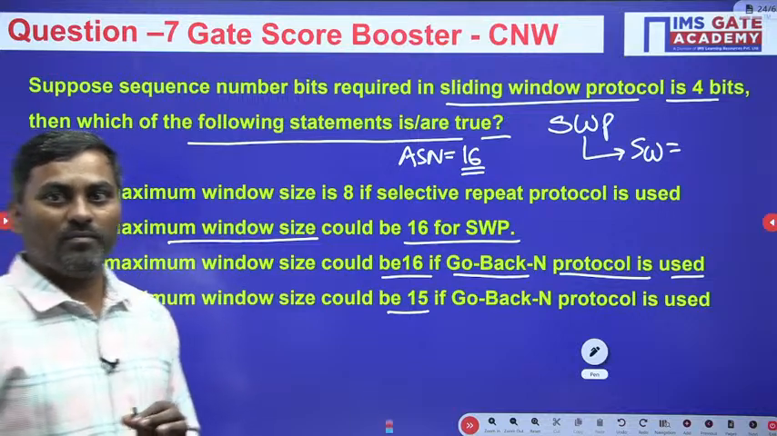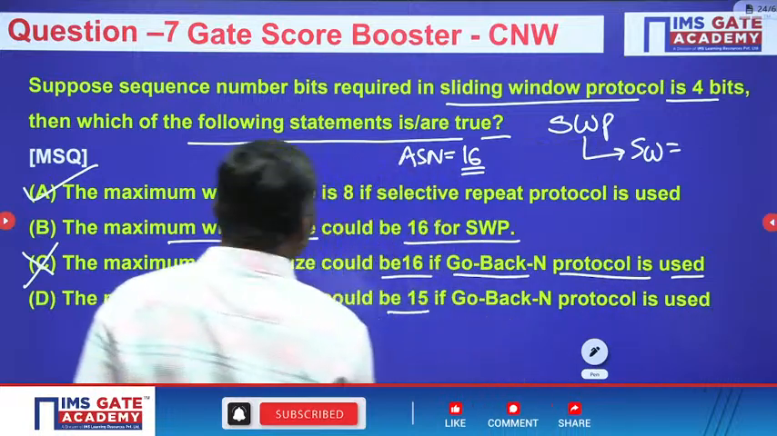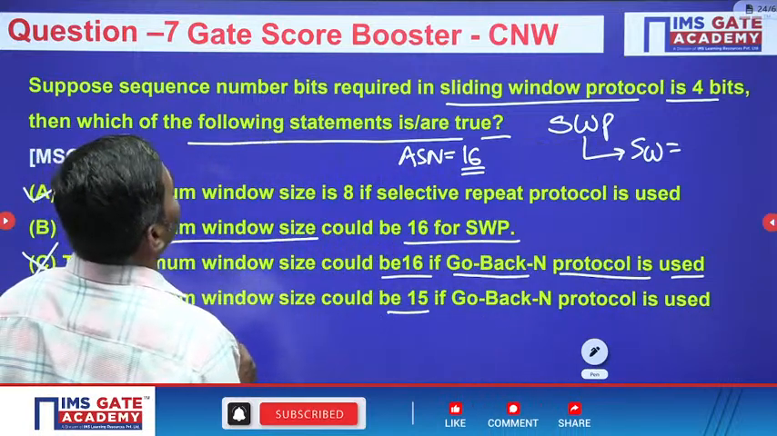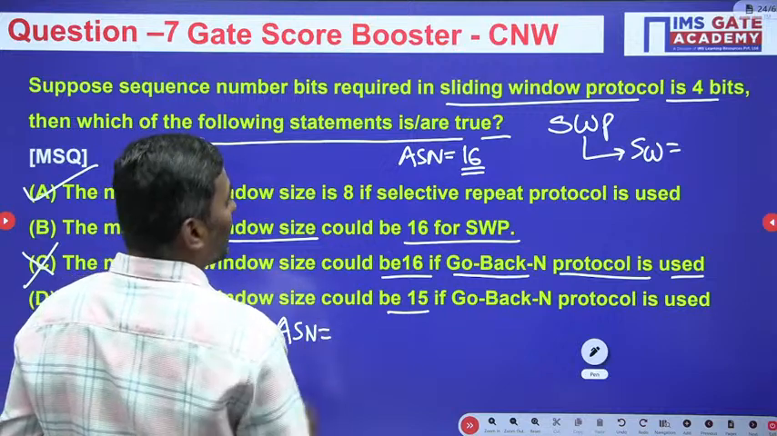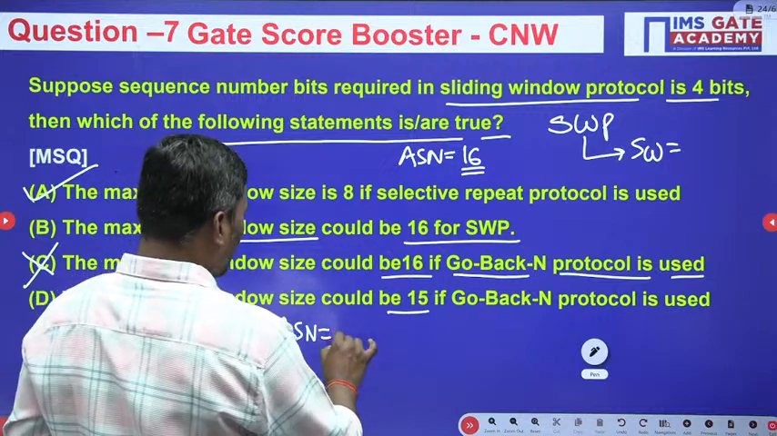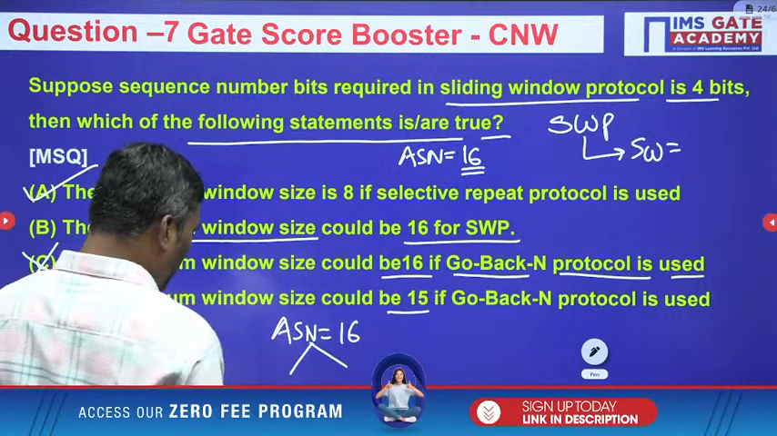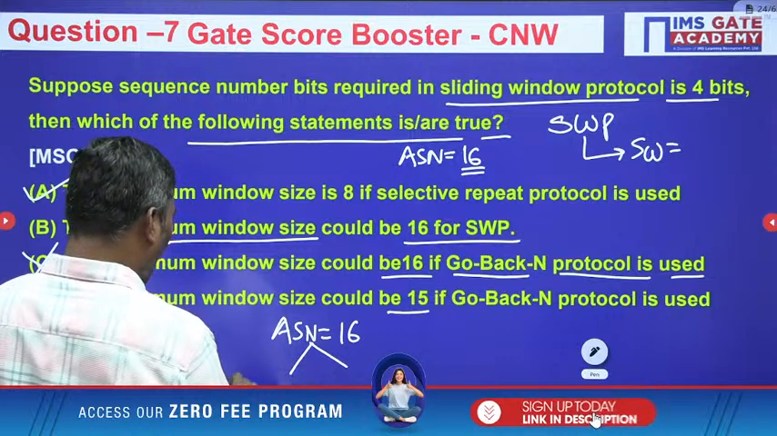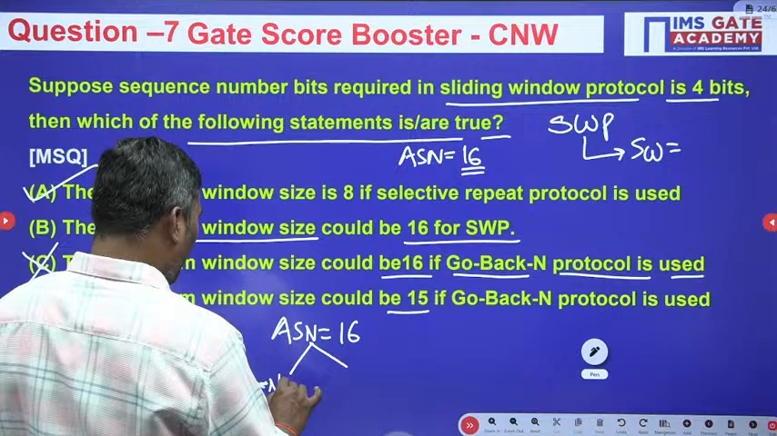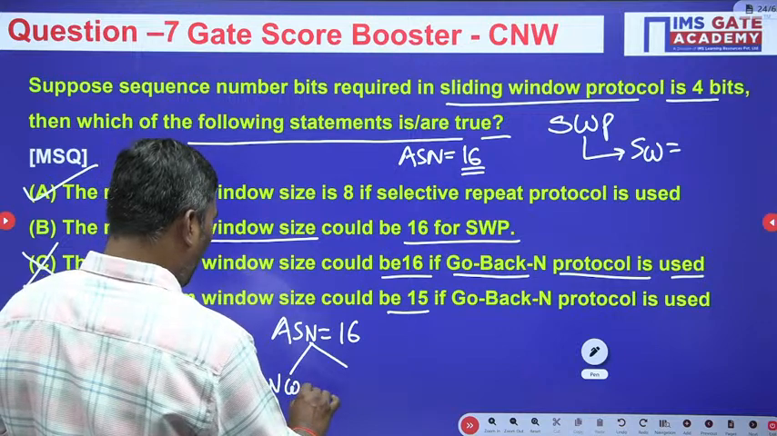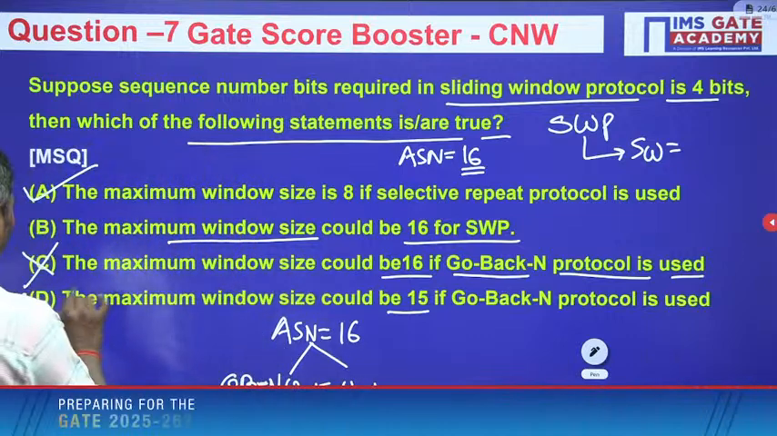What about other people? Sequence number bits required in a sliding window protocol. Available sequence numbers, what is it? 16 are there, numbered 0 to 15. Now in case of GBN, what do we do? In GBN, the sender window will be 15, so receiver window equals 1. So this is possible, true.